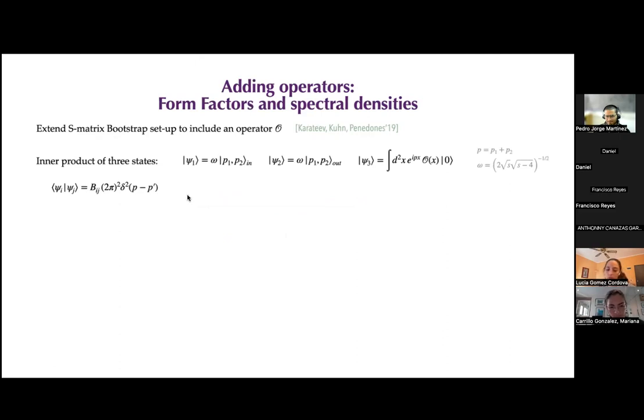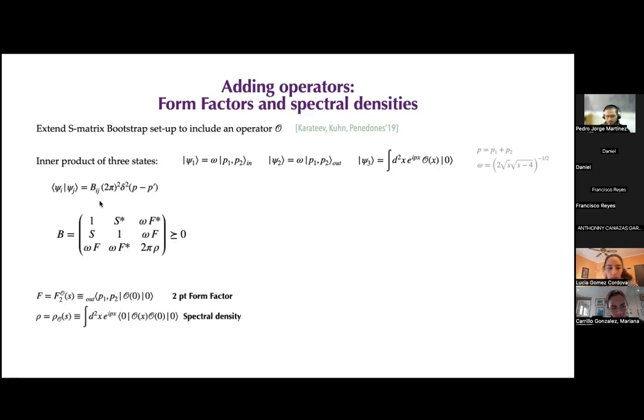So before we were dealing with two-particle in and out states. So we have two different states, this two-particle in or out. And now we're considering a third kind of state, which is given by the operator acting on the vacuum with some Fourier transform. And now unitarity will be the fact that this matrix of inner products is positive semi-definite.